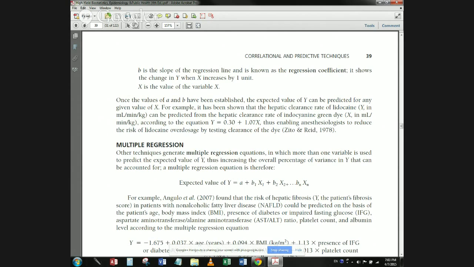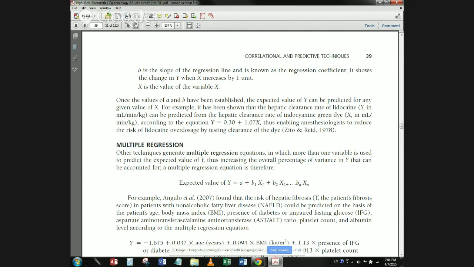Once the values of a and b have been established, the expected value of y can be predicted for any given value of x. For example, it has been shown that the hepatic clearance rate of lidocaine y in milliliters per minute per kilogram can be predicted from the hepatic clearance rate of indocyanine green dye x in milliliters per minute per kilogram according to the equation y is equal to 0.30 plus 1.07x, thus enabling anesthesiologists to reduce the risk of lidocaine overdose by testing clearance of the dye.